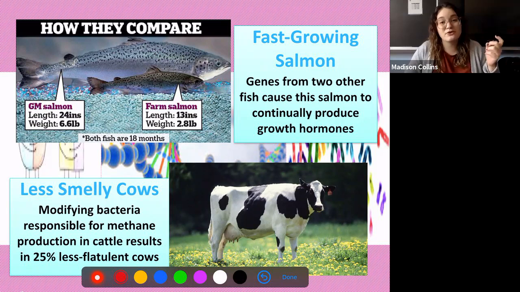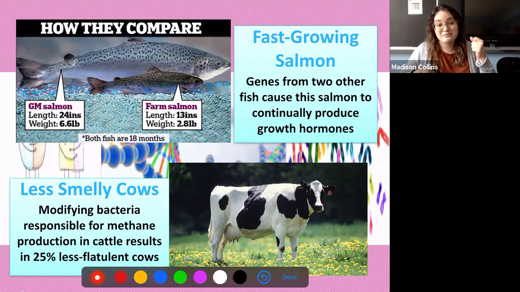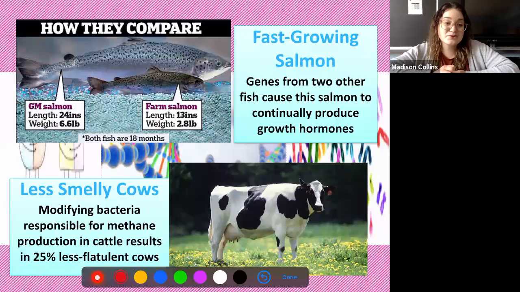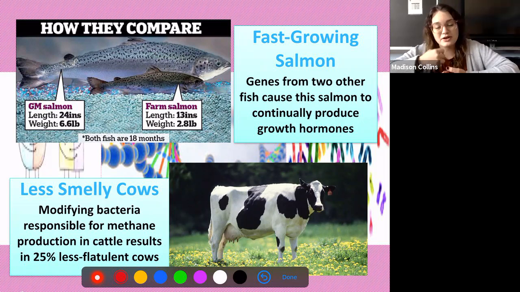And this is really helpful for fishermen who want to have a greater turnaround and make more money faster, because those fish grow faster, which means they can sell that meat quicker. We've also used this to produce less smelly cows. We've modified the bacteria responsible for methane production in cattle, which results in 25% less flatulent cows. This is good because there's less CO2 being produced by their farts, but it's also good for the farmers who have to stick around these cows all day because they're not quite as smelly.